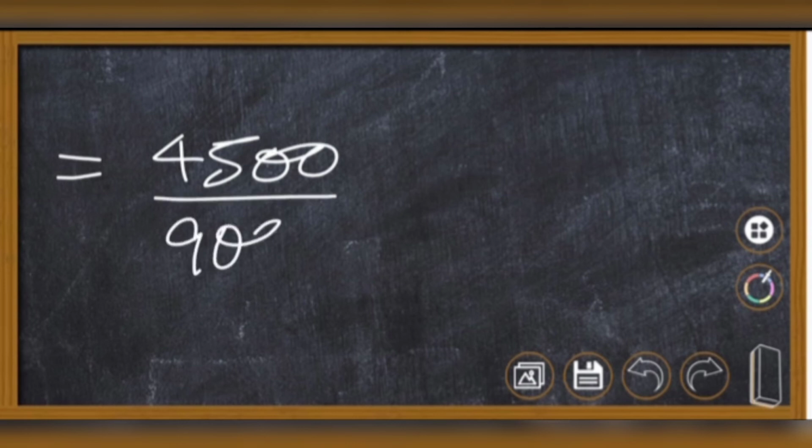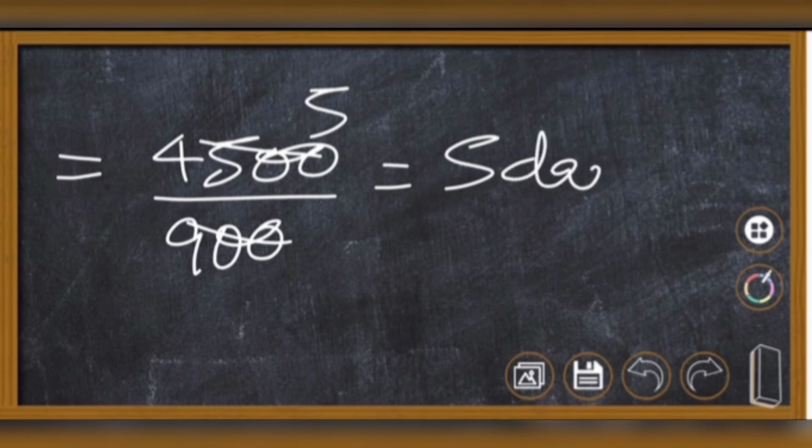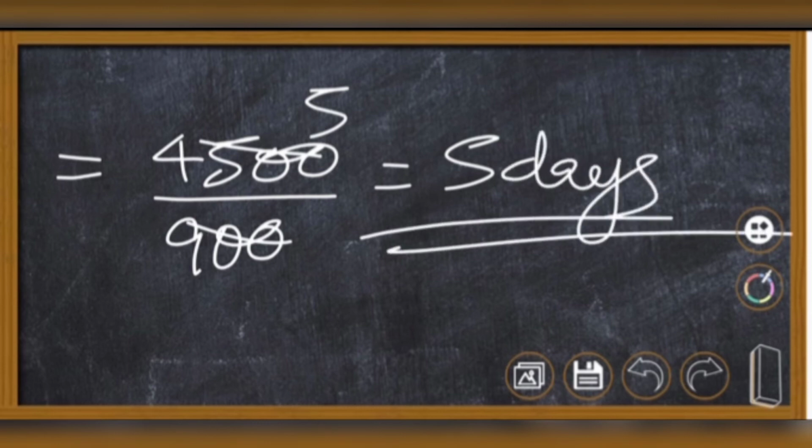Split and add. 4500 divided by 900 gives you the answer 5. So 5 days are needed. Okay, so we'll move on to the next question.